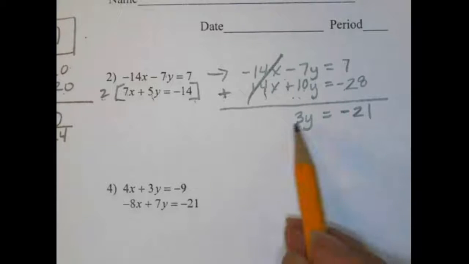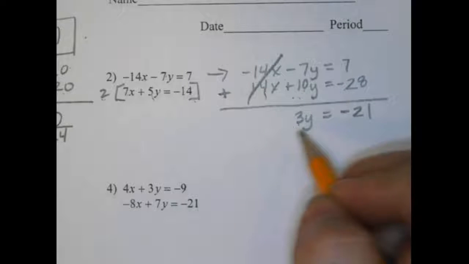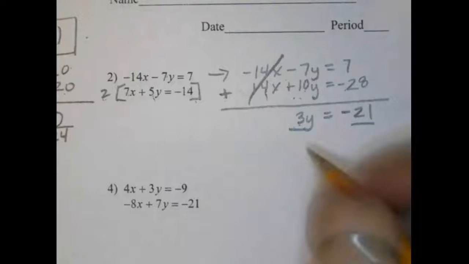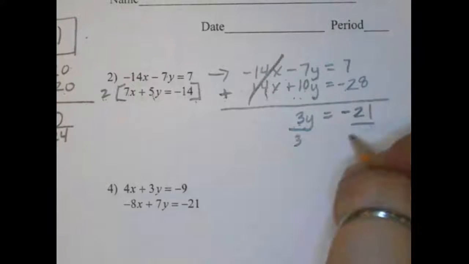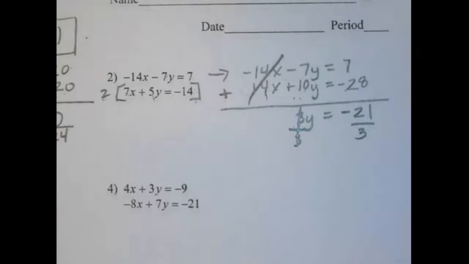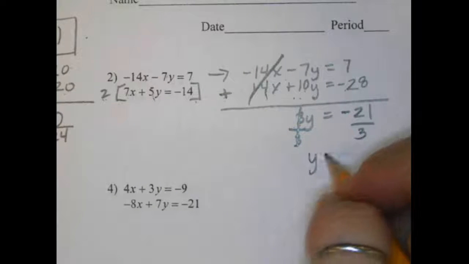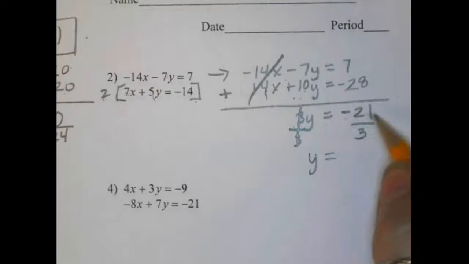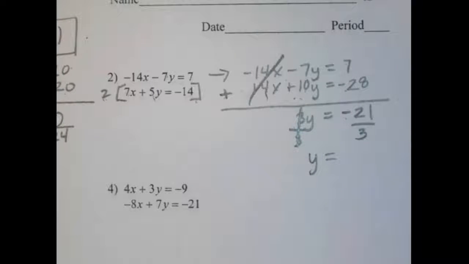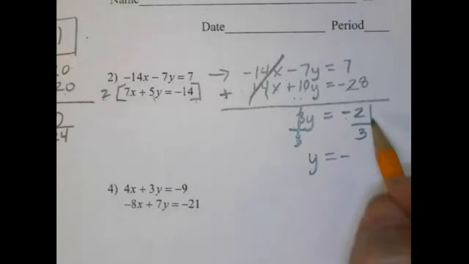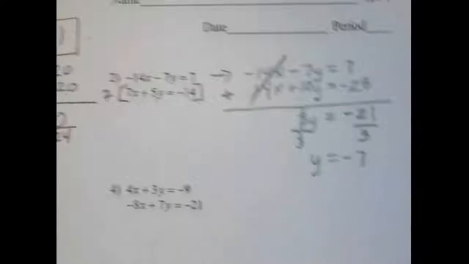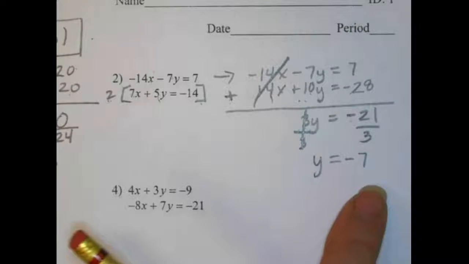Can I undo this now? How do I undo this multiplication here? I'm going to divide both sides by what number? Positive 3. Good. This becomes y. What is negative 21 divided by 3? It's a negative. 21 divided by 3 is 7. So now I know that y is going to equal negative 7.